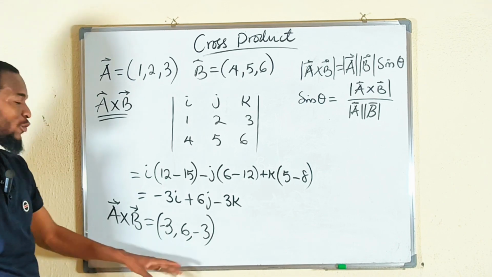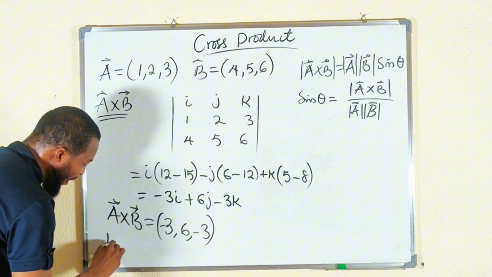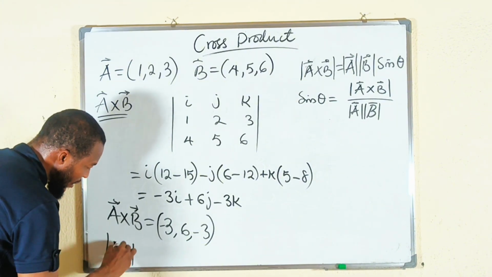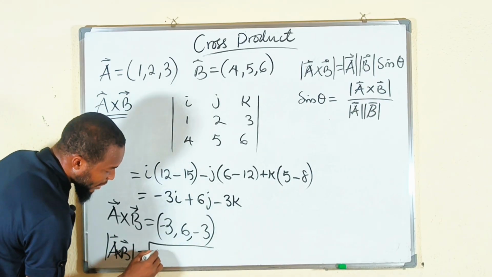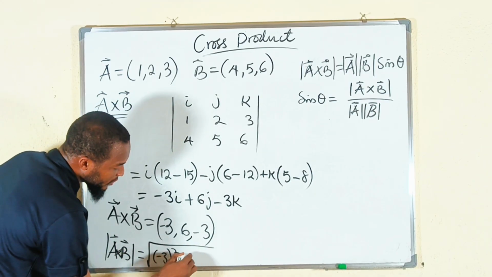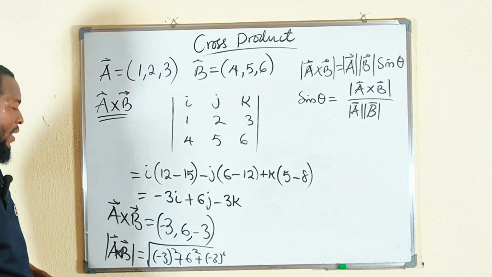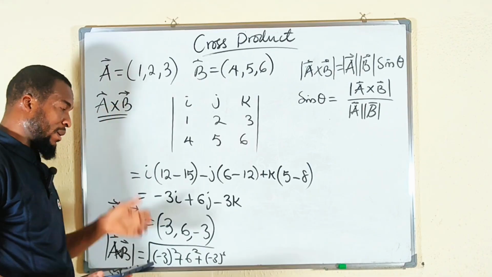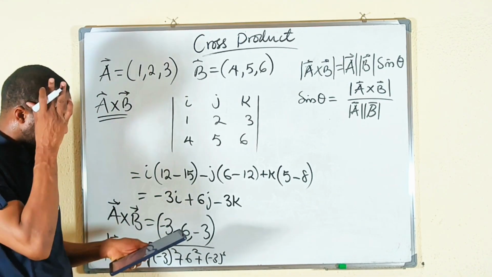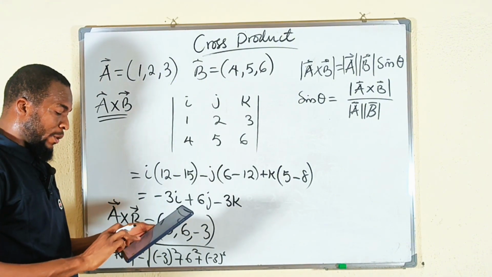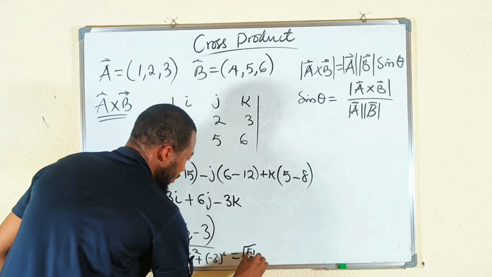We have this already. So what is the magnitude? I am adding an extra information. The magnitude of A cross B will be equal to the square root of this squared, -3 squared plus 6 squared plus -3 also squared. So let me see. This is 9, this is 36, this is 9. 9 plus 9 is 18. Just a moment. 18 plus 36, this is 54. So this is square root of 54.